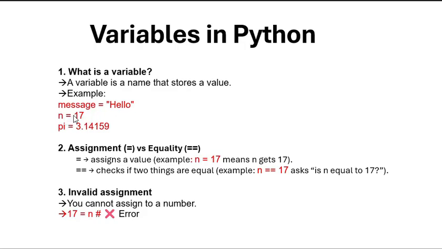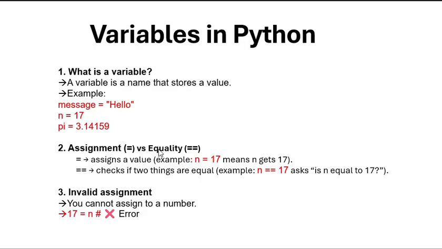N is equal to 17. Here the variable name is N and it holds the value 17. Pi is 3.14159. This is the value held by the variable name pi. And assignment versus equality. Here you are clear what is meant by variable, right? A variable is a name which stores a value. It will store some data or value.